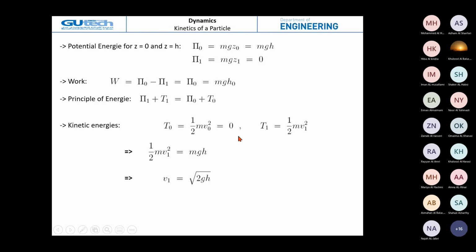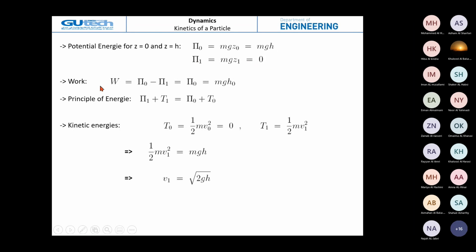Now we take the potential energy. For z equal to 0 and z equal to h, we have the potential. For time t equal to t0, we have mg multiplied by z0. In this case, z0 will be equal to h. It's completely opposite to the previous case. P1 will be equal to 0.